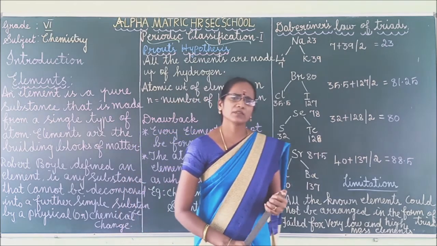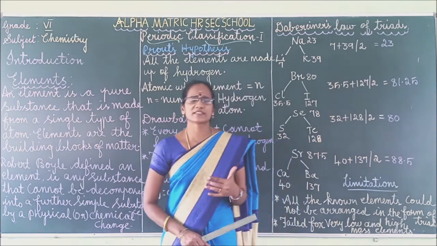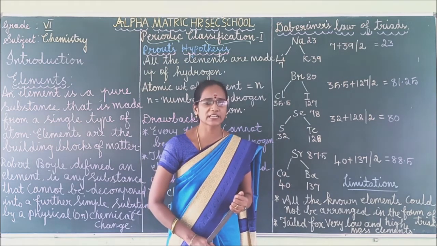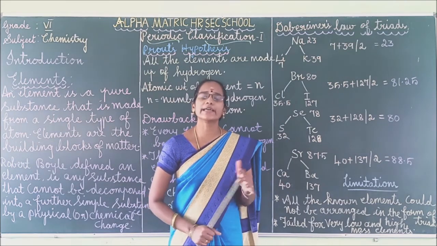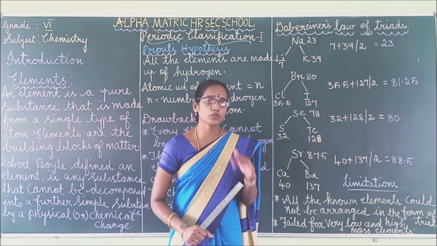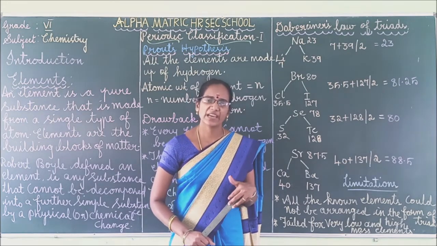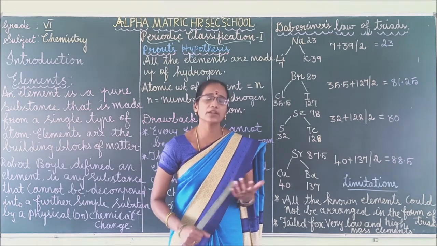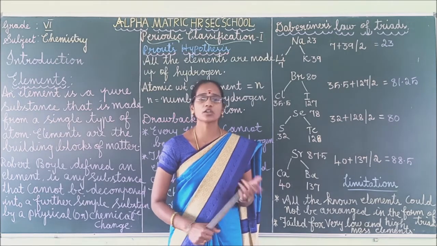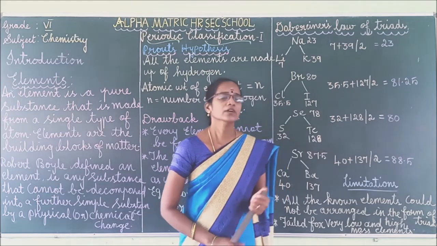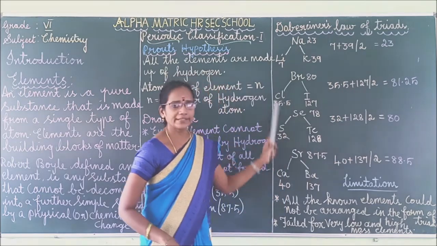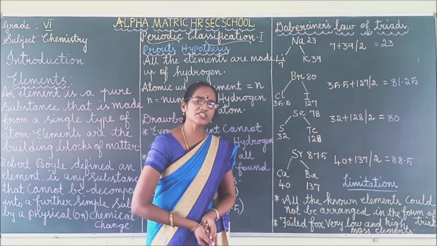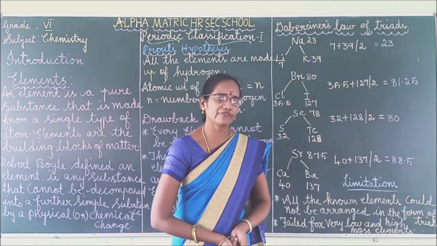But after that, this law was not useful because it had some discrepancies. All the elements' atomic weight values are not true for each and every element. So this law was not successful. Got it? And there are some limitations in Döbereiner's law of triads.